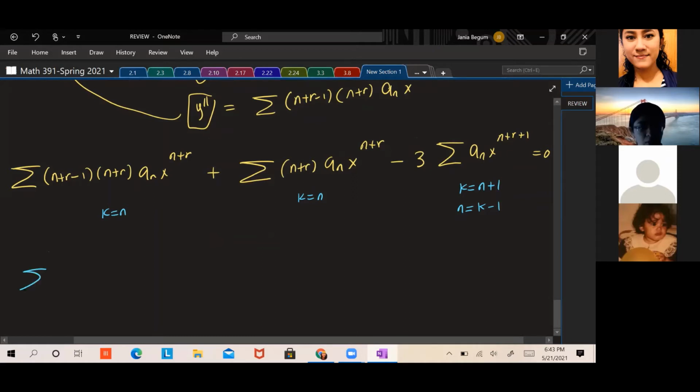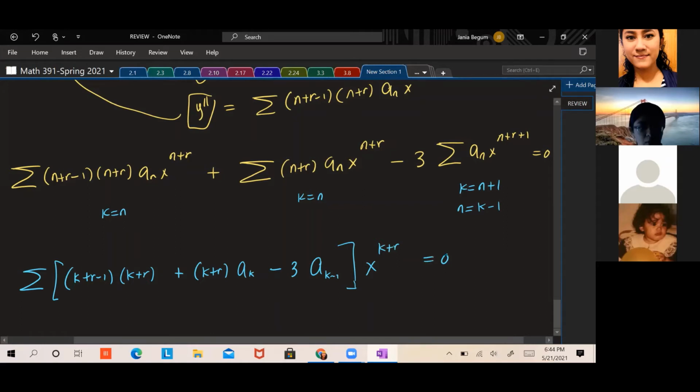So we have the sum of, so the first one we have k plus r minus 1, k plus r, and I'm pulling out x to the r, so I'm going to put that at the end. For the second term, n is equal to k, so we have k plus r, a sub k, and then x to the k plus r, I'm pulling it out, minus 3. So n is going to be k minus 1, so this is a sub k minus 1. And then all of it, x to the k plus r equals 0. That's it. Once you got to that step, you should feel good.